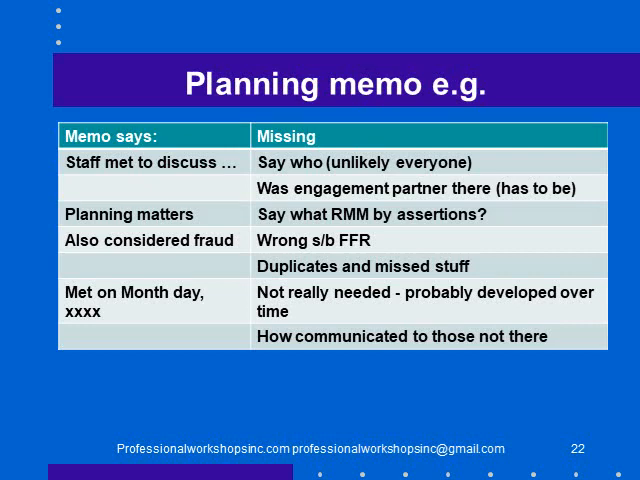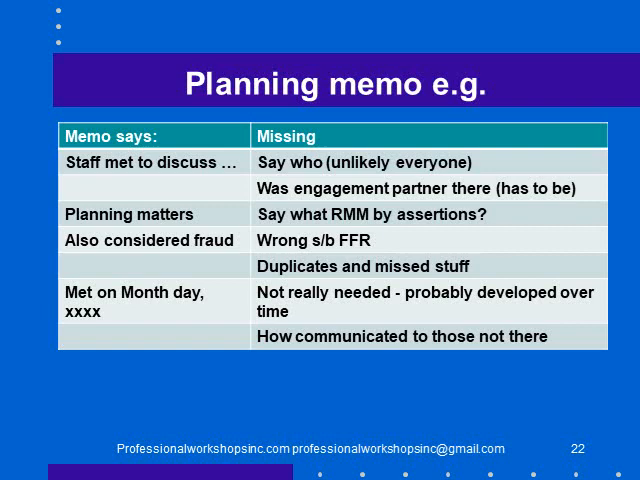Now, writing a planning memo, I'd be very careful with this. I would be more inclined to have a checklist to guide me as to the things I'm supposed to do and document it in that fashion. But if you have a planning memo that says staff met to discuss planning for such and such a client, well, you need to say who, because it's unlikely that it was everyone. And the partner has a responsibility to communicate planning decisions to people who weren't there, so you have to know who was and wasn't there. And the engagement partner kind of has to be there, guiding the process. Standards say so, common sense says so.